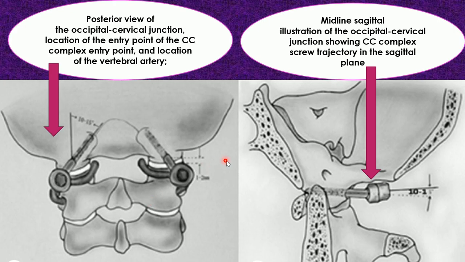Here we can see a posterior view to see the relation to the vertebral artery. Here is the condylar screw. And here also the condylar screw in lateral view.